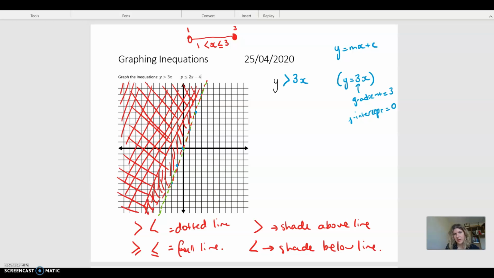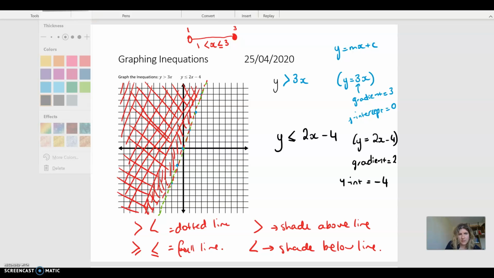All right, beautiful. Okay, next thing, the next one we're going to look at is this one here. I'm just going to use black. Y is less than or equal to 2x minus 4. Okay, now again, what do we know about this? If we had this as y equals 2x minus 4, we would know that our gradient is equal to 2, and we know that our y-intercept in this case is negative 4. Okay, so we can plot that on our graph.